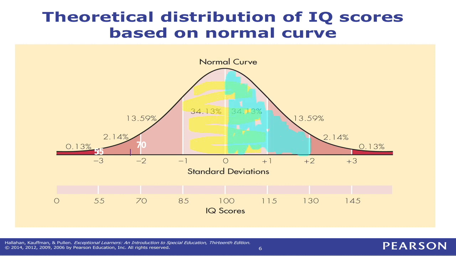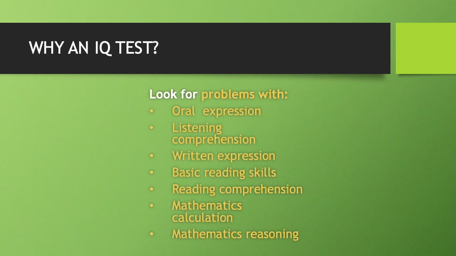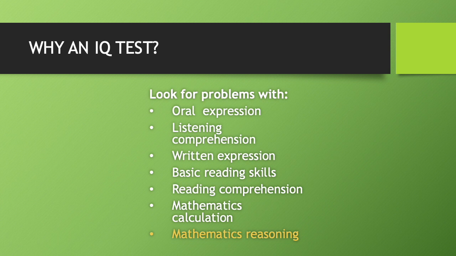Students with learning disabilities tend to fall in the average to high average range when it comes to IQ score. In terms of the shady 80s or the lower IQ range, it's not usually likely for a student with a learning disability to be in this region. So why do an IQ test? We're looking for problems with oral expression, listening comprehension, written expression, basic reading skills, reading comprehension, mathematics calculation, and mathematics reasoning in order to figure out which, if any, category will qualify for a learning disability.